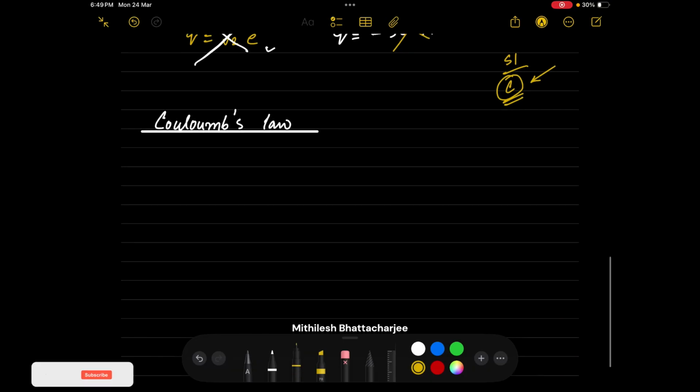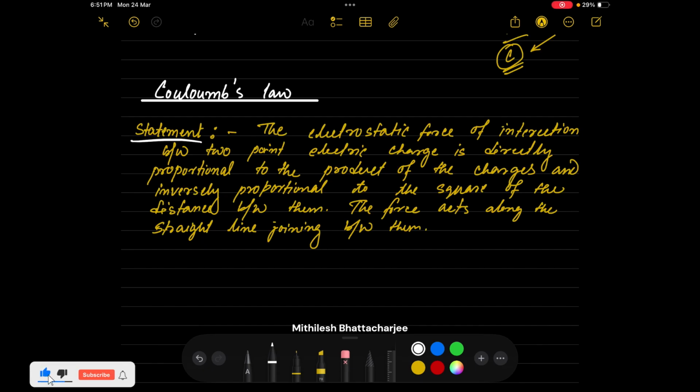Coulomb's law. So the statement is: the electrostatic force of interaction between two point electric charges is directly proportional to the product of the charges and inversely proportional to the square of the distance between them. Okay, so let me write it first, then we'll discuss this.